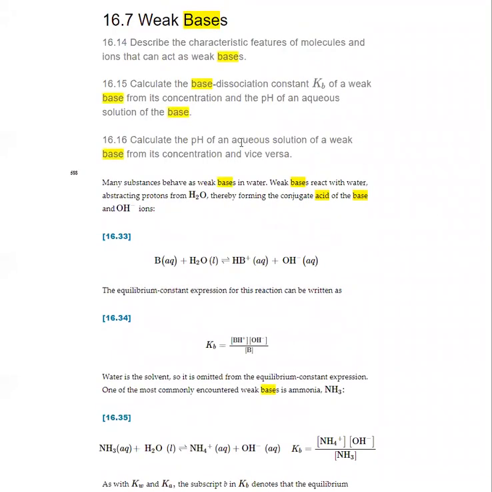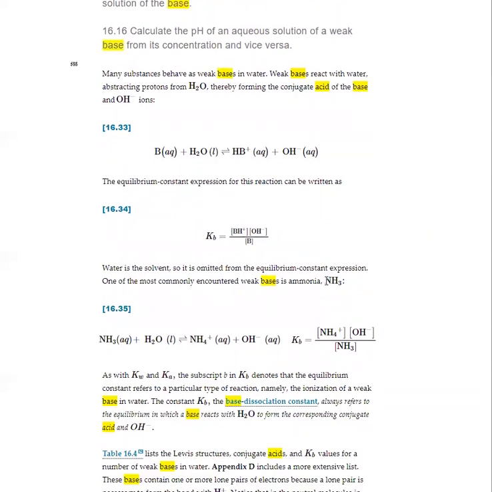Moving on, weak bases. Many substances behave as weak bases in water. Weak bases react with water, abstract. Weak bases basically act the same as weak acids in terms of writing equilibrium calculations and things like that. Ammonia is your biggest example of a weak base, NH3. NH4 is an acid, NH3 is a weak base. Ammonia is NH3, ammonium is NH4, so do not get confused by that.